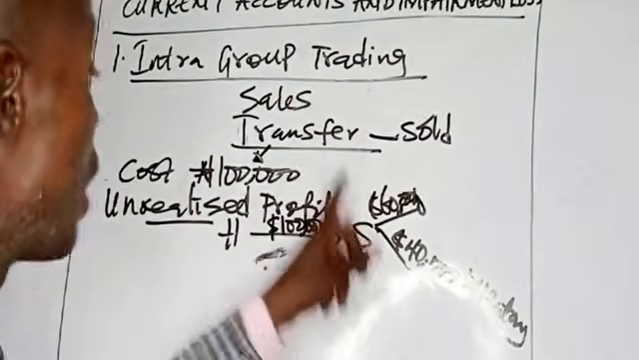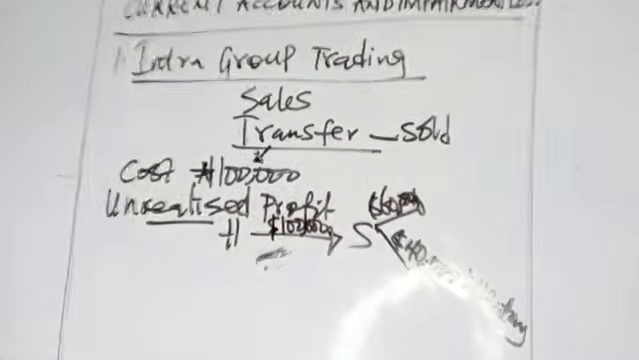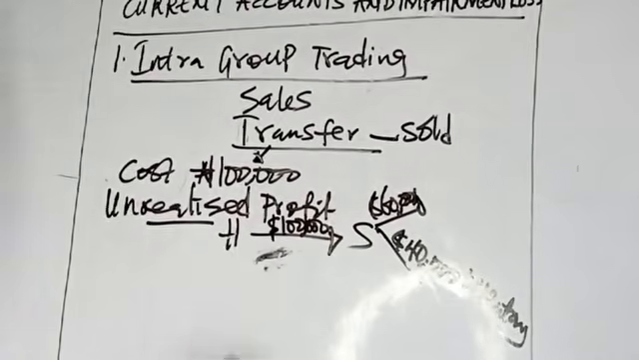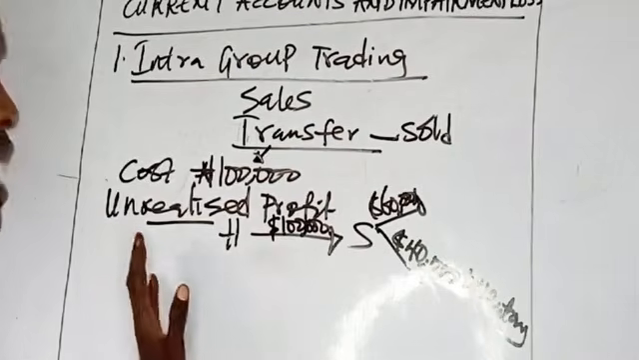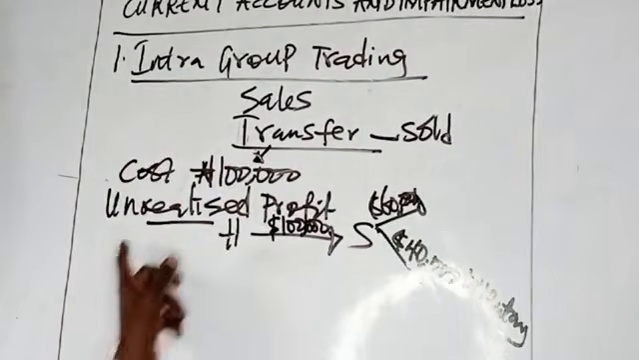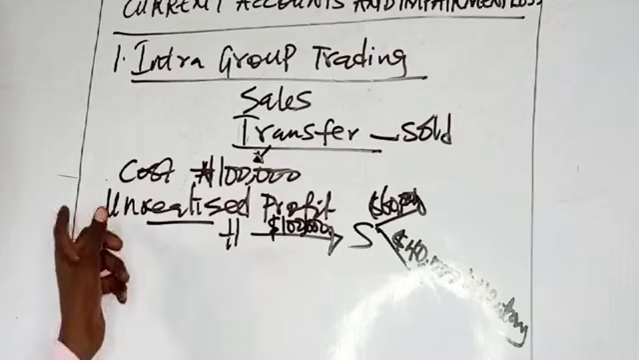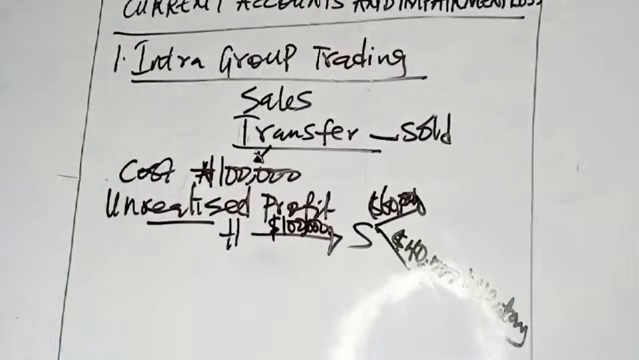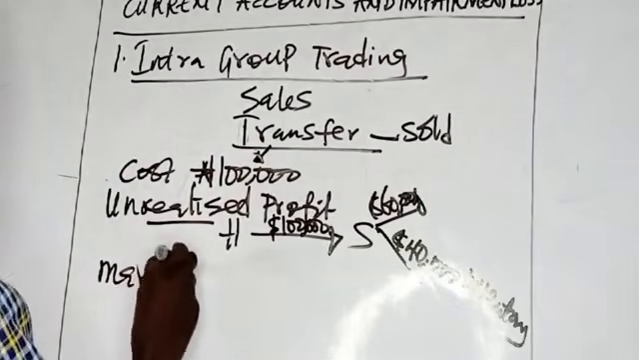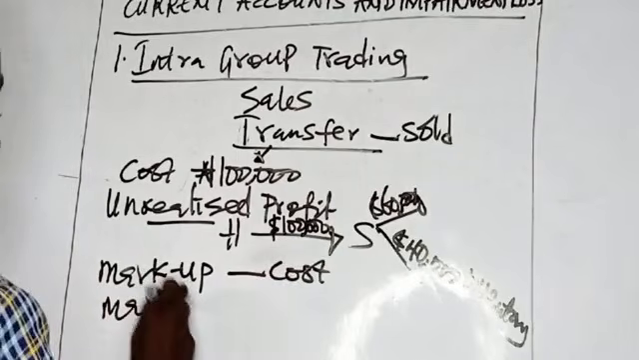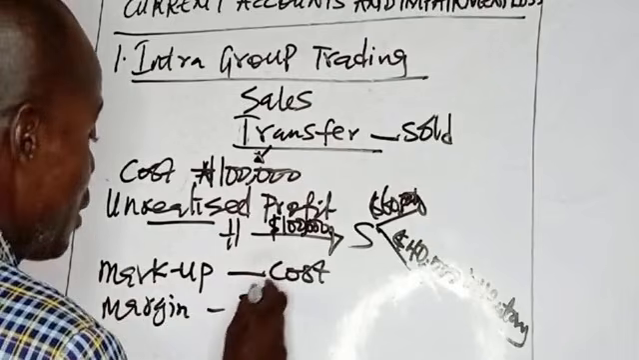Here, you will need the knowledge of markup and margin. Markup is the profit calculated on cost. The profit expressed as a fraction or percentage of the cost price, that is markup. While profit expressed as a fraction or percentage of the selling price, that is margin. Markup is on cost. Margin is on selling price, on sales.